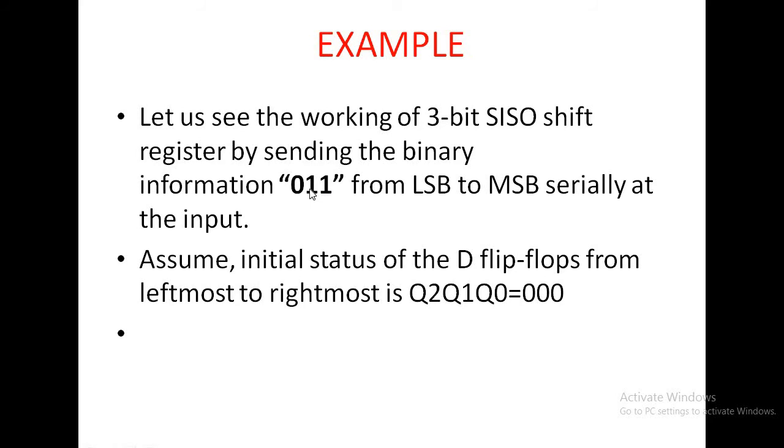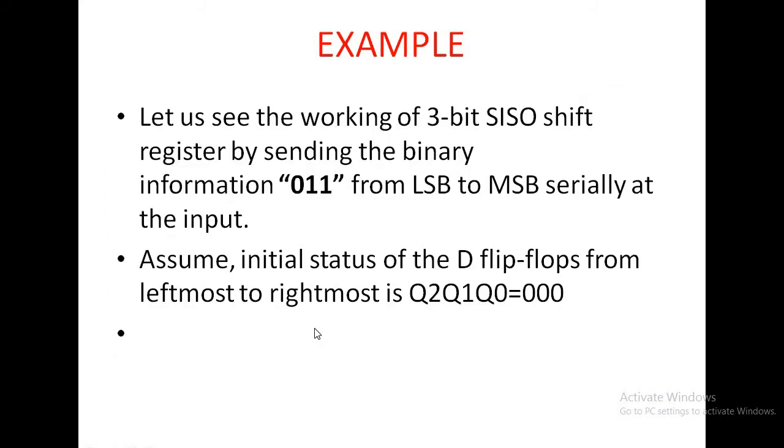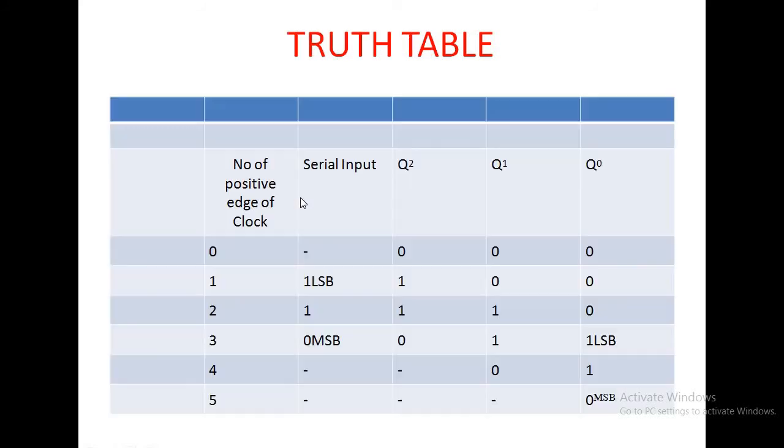Second, I give this 1 to the input. This 1 is shifted here, and this 0 is shifted here. Then this 0 is given at the end, which is the MSB bit. So 0 is given here, 1 is given here, 1 is given here.